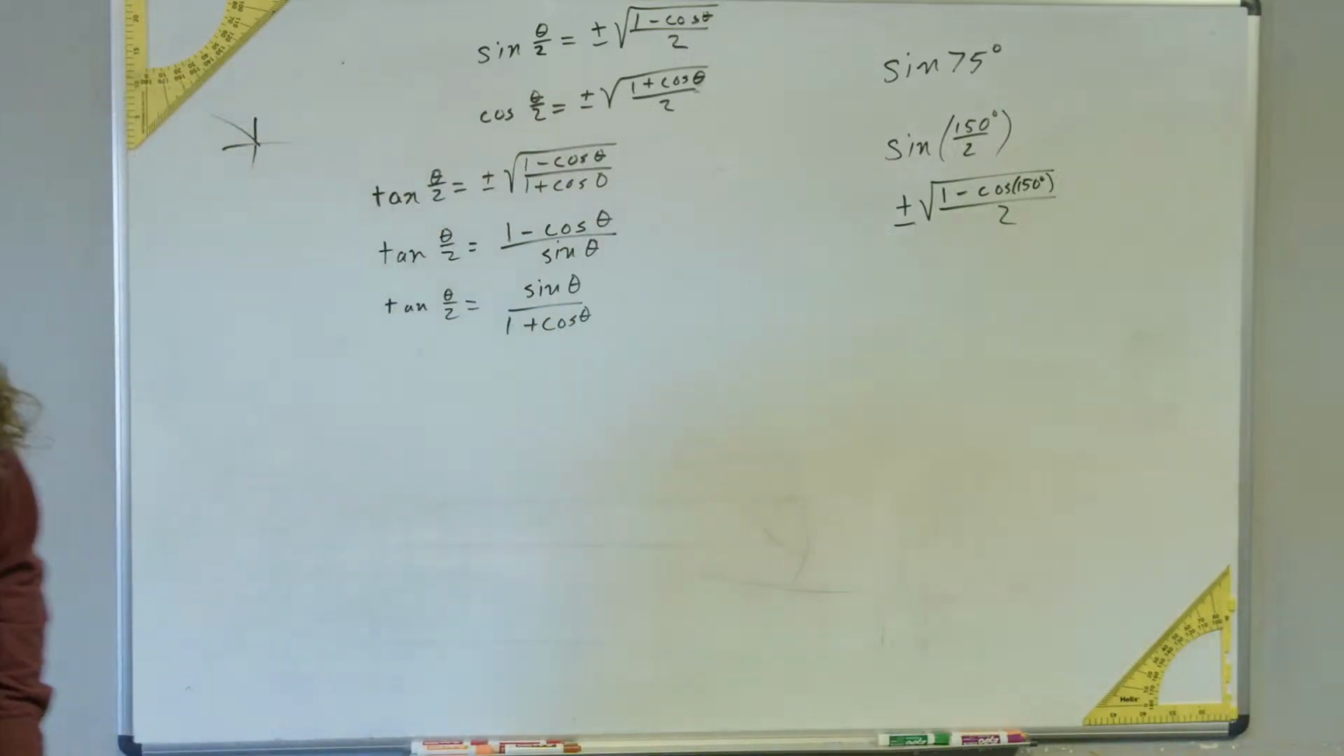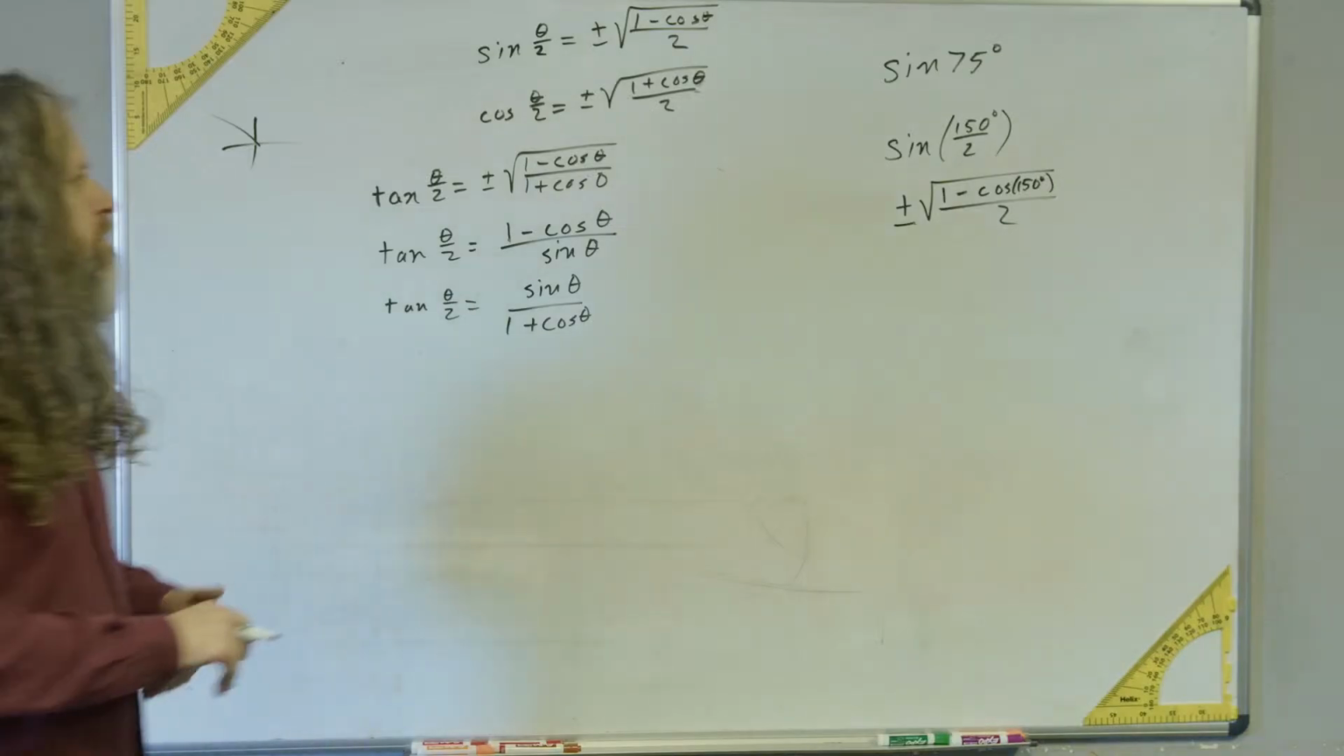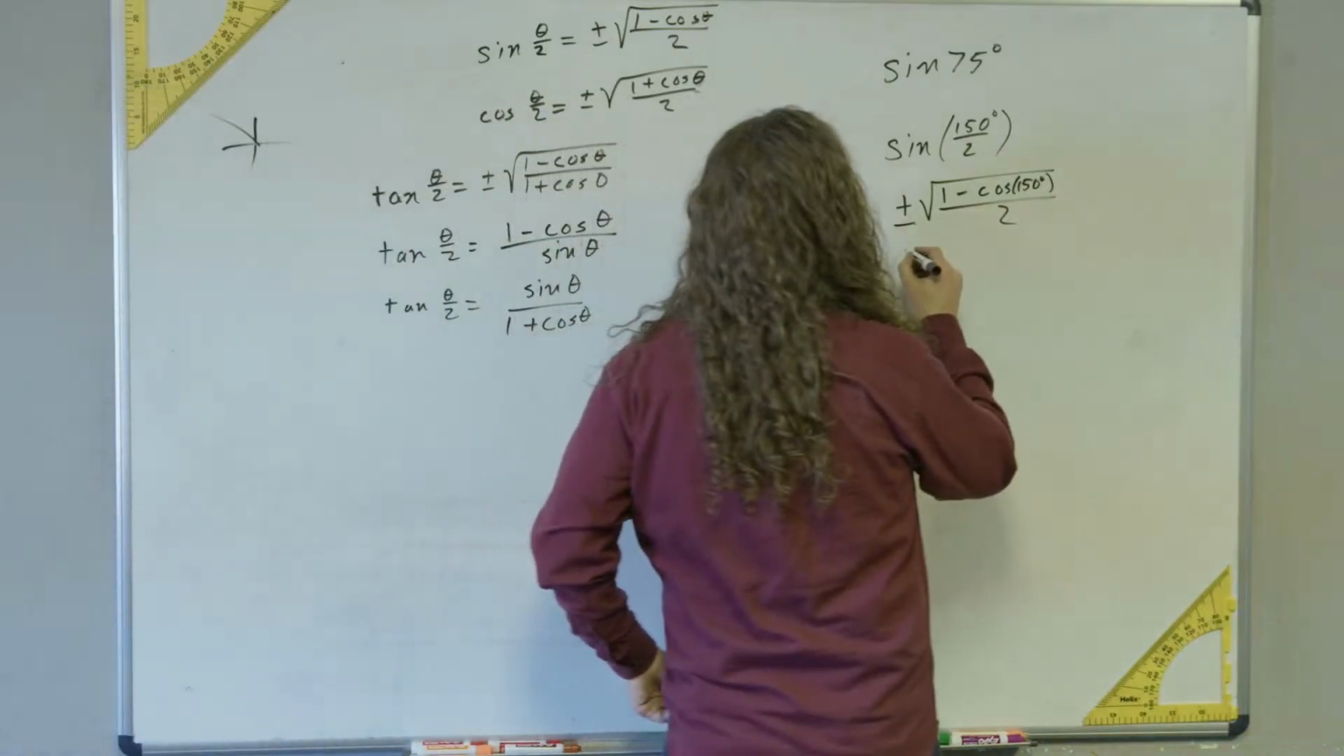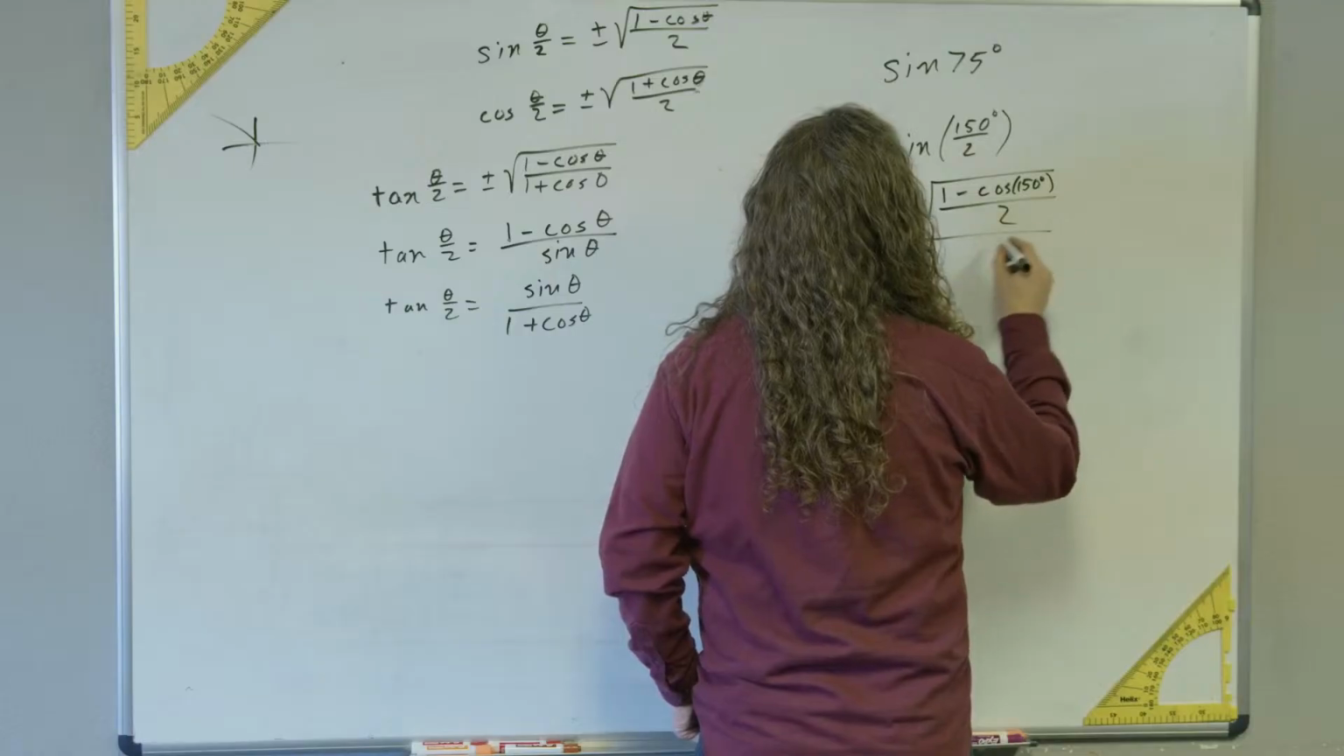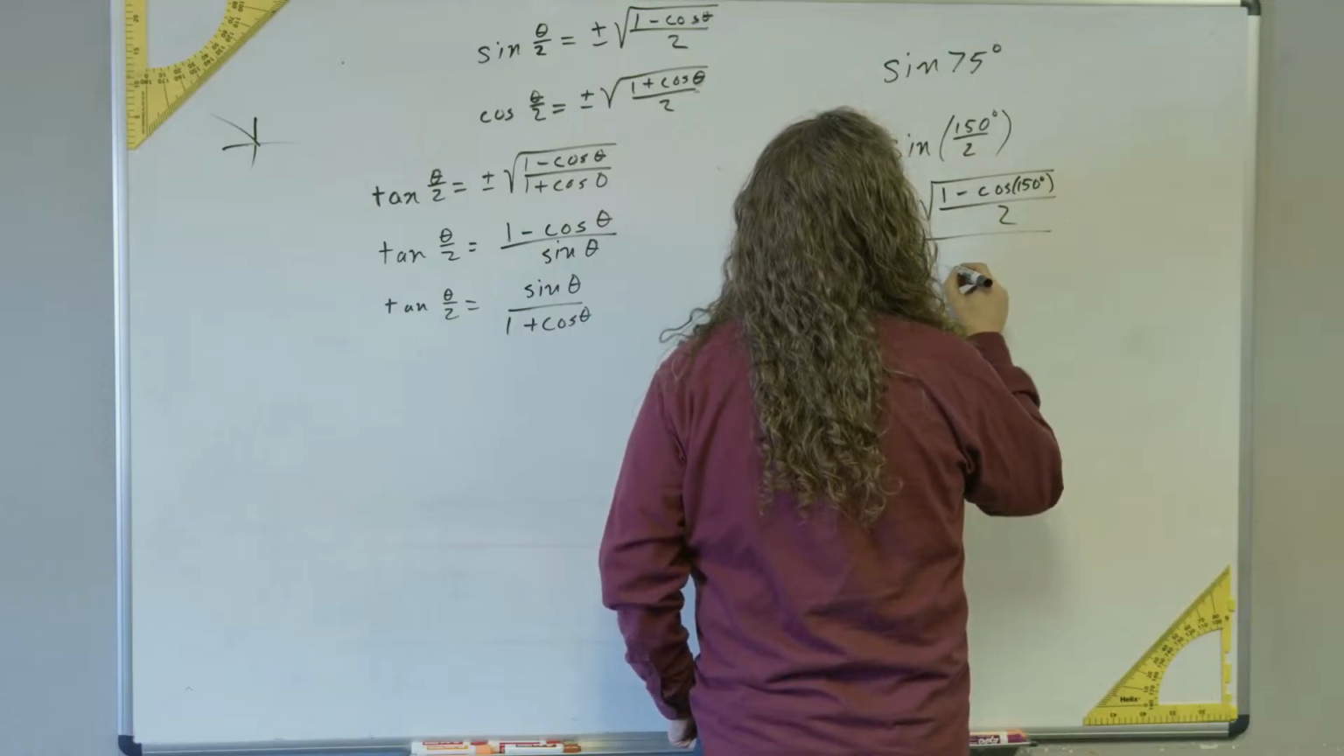And now we plug that in and we get 1 minus. Okay, what is the cosine of 150 degrees? Negative square root of 3 over 2. Negative. Oh yeah, because it's going to be negative. So it's a negative square root of 3 over 2. Yes.